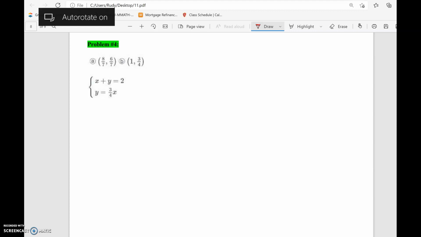Hi class, let's take a look at problem 4. In problem 4, we're given two coordinate points. Let's first check coordinate point A. I'm just going to label these as 1 and 2. So we're going to evaluate coordinate point A.